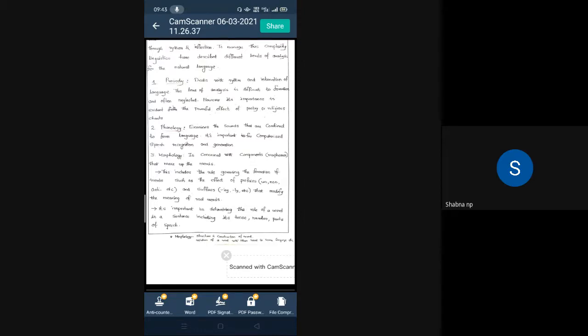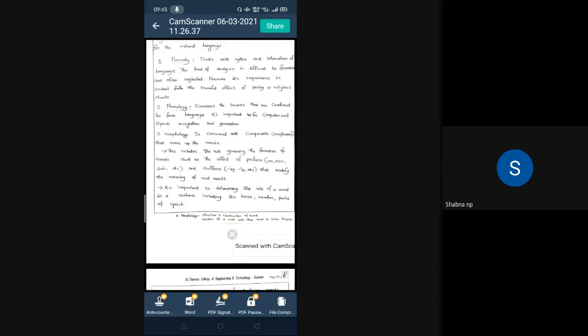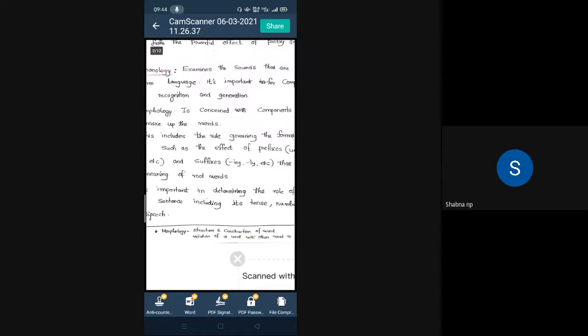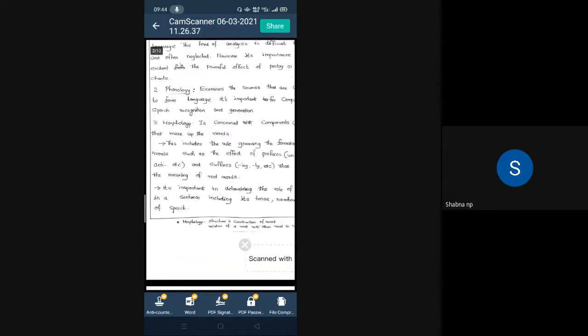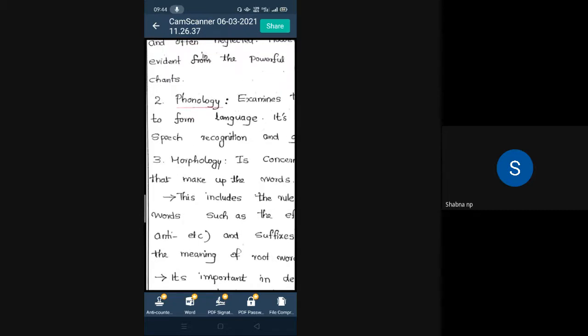Next example is determining the role of a word in a sentence, including its tense, number, part of speech, etc. This is about morphology, and morphology means the structure and construction of a word, and the relation of a word with other words in the same language. This type of analysis is referred to as morphology.